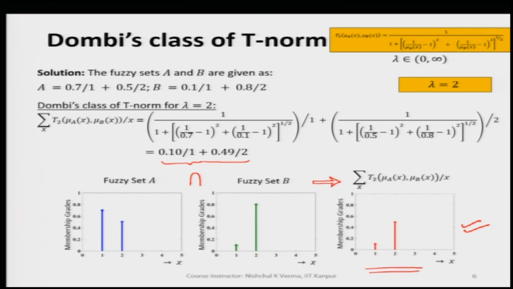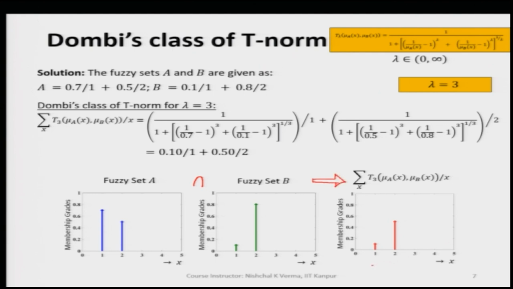So, similarly, we can now increase the value of lambda further and see what is happening. We see that on applying the Dombi class of T norm for lambda equal to 3, we are getting here the elements of the resultant fuzzy set, and this resultant fuzzy set is the intersection of the fuzzy set A and fuzzy set B.